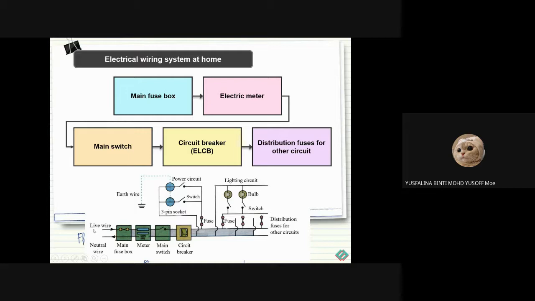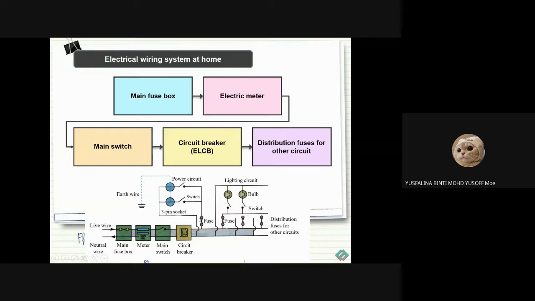So the live wire will supply the electricity from the power station, and then this one from the house back to the power station, the neutral wire. And then this is a fuse. The circuit breaker is actually to break, depending on how much current you will use. And this is the fuse.